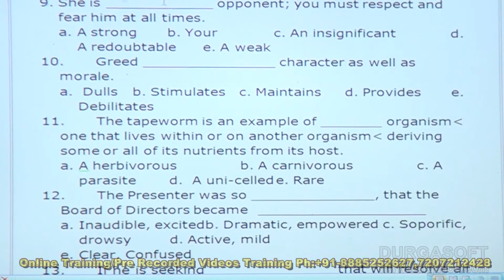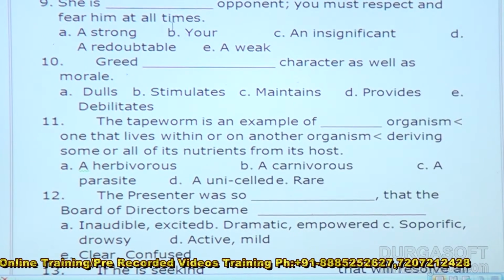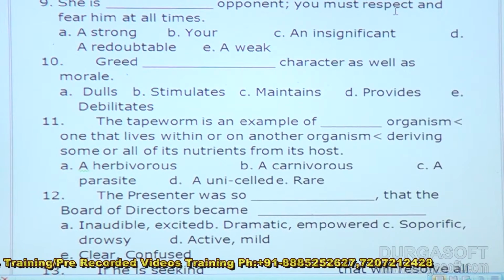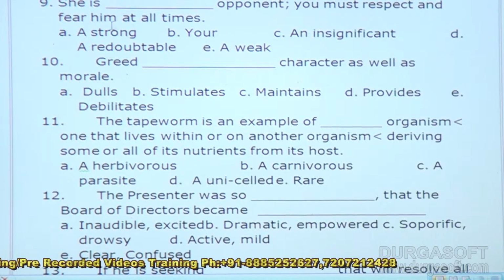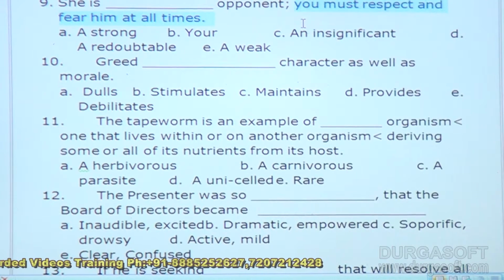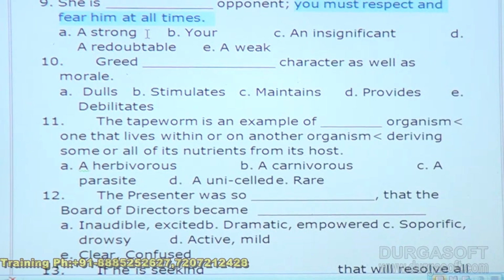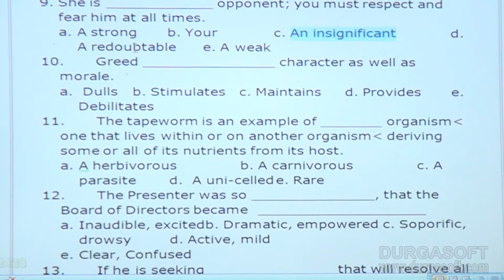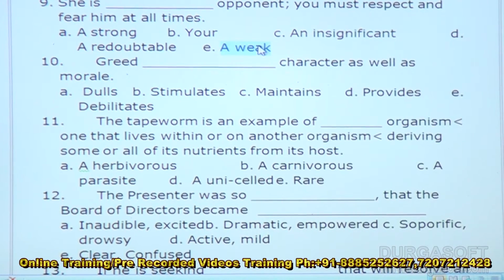Now next question, 9th. She is a strong opponent. You must respect and fear him at all times. So when you see the second part, you must respect and fear him. That means she is a strong opponent. It is not your opponent. It is not an insignificant one. If the opponent is very insignificant, there is no need of respecting and fearing him at all times. So a round table, a weak one, is also not appropriate.